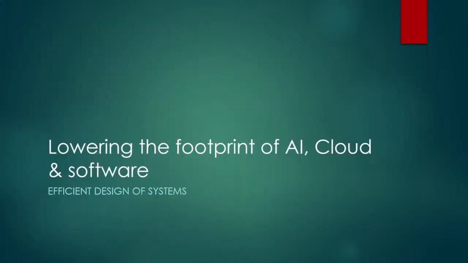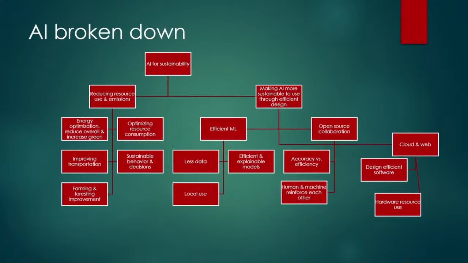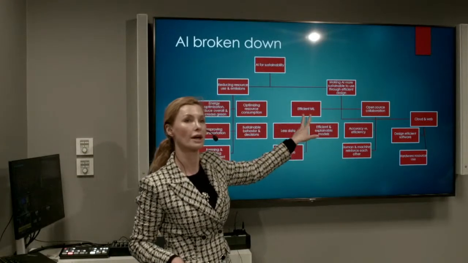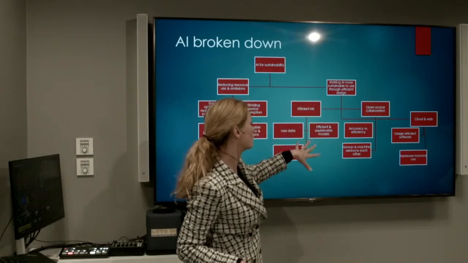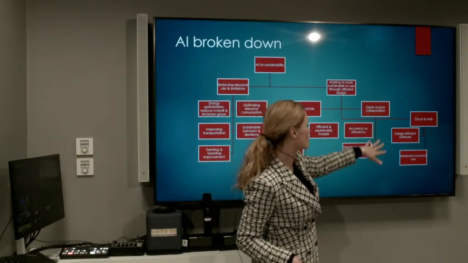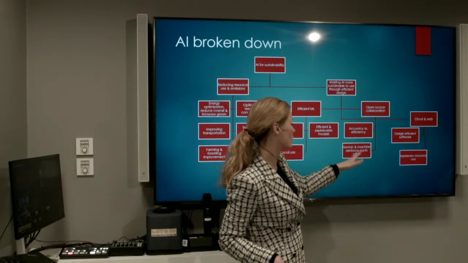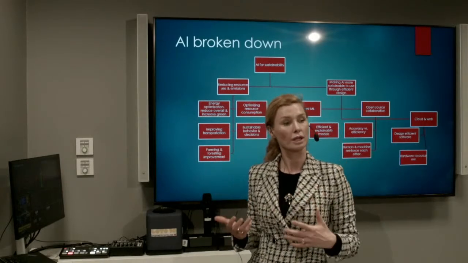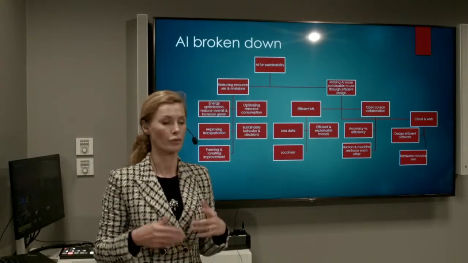So what can we actually do when it comes to lowering the footprint of AI, and also when it comes to cloud and software? So we divided it up into two branches, because there is so much potential for using AI to actually reduce emissions and improve sustainability. Now that's not our focus today, but I could talk for hours about that too. Today we're going to focus on how we can actually make machine learning code and AI more sustainable. We can do it with more efficient ML, and there are several ways to do it. There is local use, less data, also having really efficient models. Then there is also a trade-off sometimes between accuracy and efficiency. There can also be a way for humans and machines to help each other. And then, of course, there's also designing efficient software and looking at where you're using your resources or compute.